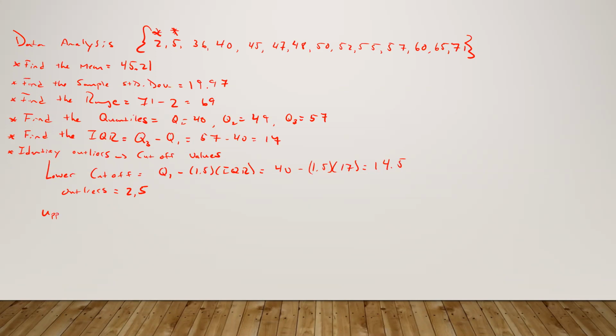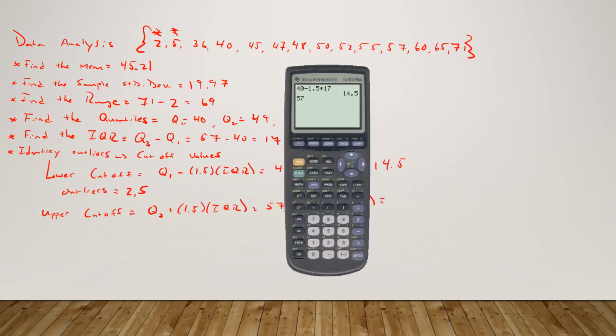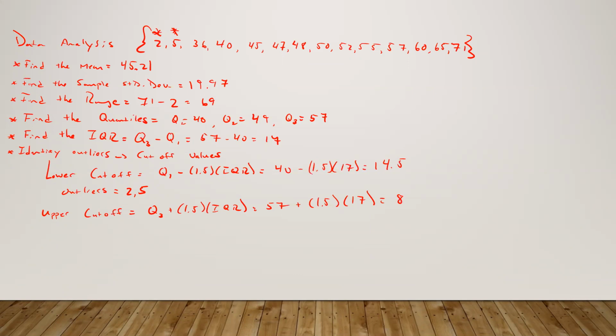I'm also going to ask you to calculate the upper cutoff regardless, even if there's no upper outliers. So that's just Q3 plus 1.5 times the IQR. So Q3 is 57 plus 1.5 times 17 gets you 82.5. Looking at the data set, are there any values greater than 82.5? No, so there's no upper outliers.